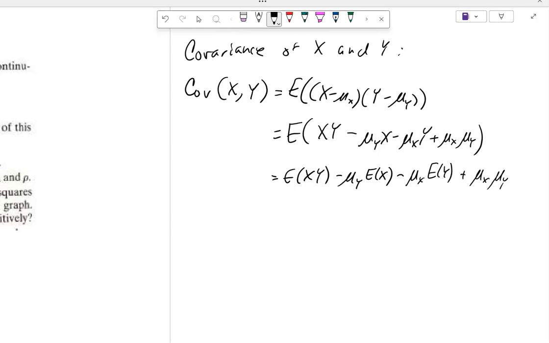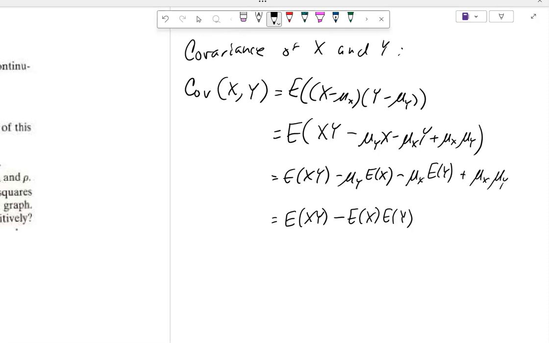But again, what's another name for expected value of x? Mean of x, right? What's another name for expected value of y? Mean of y. So notice that these three terms, ignoring the signs, are all the same, aren't they? So I can combine them all together, and I'll write it in terms of expected value versus the means. You end up with expected value of xy minus expected value of x, expected value of y.